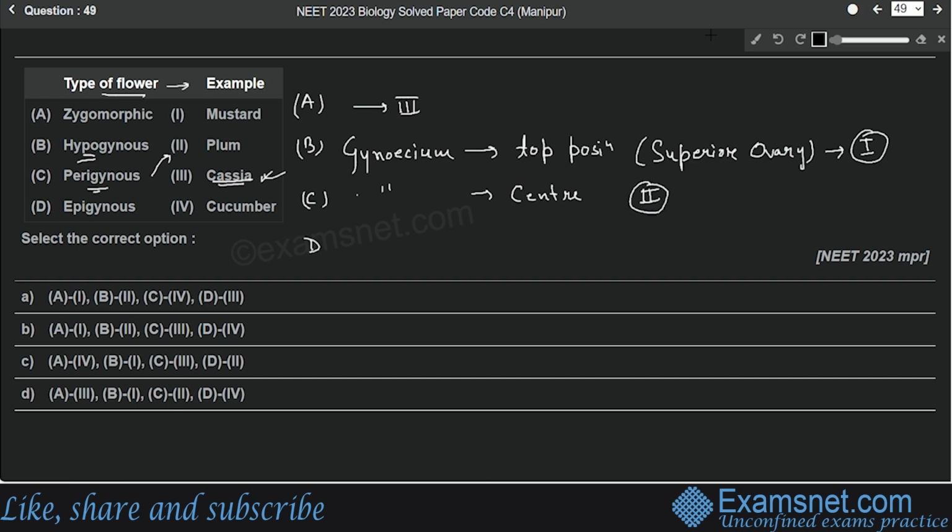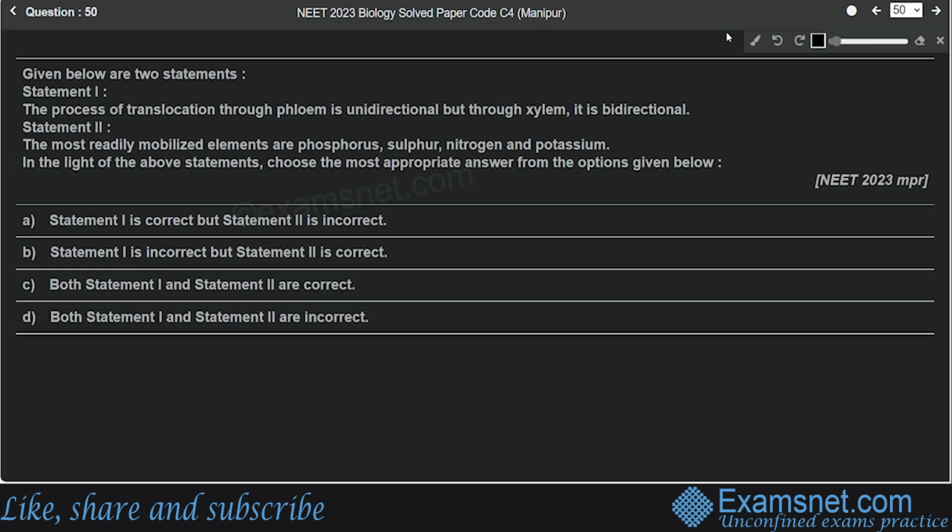And the last type of flowers that is mentioned here is epigynous. In case of epigynous, the gynoecium is located at the lowest position. And all the other floral parts are located above the gynoecium. Therefore, in this case, the ovary is said to be inferior. Okay, so inferior ovary. And the best example of epigynous will be cucumber. So the correct match for D will be number 4. So according to this, the correct answer should be option number D.